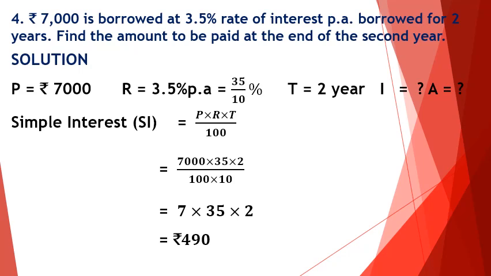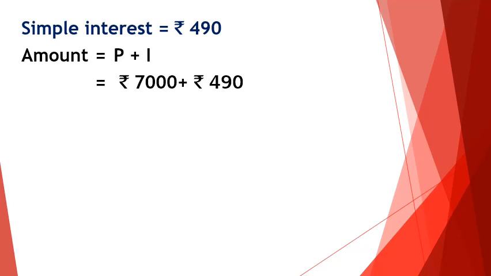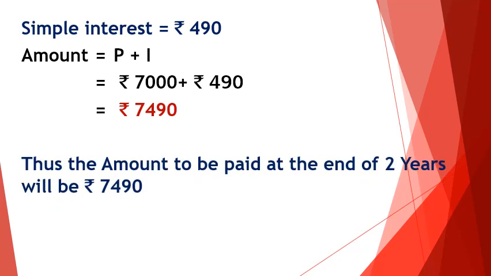Our question is to find the amount to be paid at the end of second year. So we have to find the amount. Amount equal to principal plus interest. So what is our principal here? Yes, it is rupees 7,000 plus the simple interest we got right now, rupees 490. While adding we get rupees 7,490. Thus, the amount to be paid at the end of 2 years will be rupees 7,490.